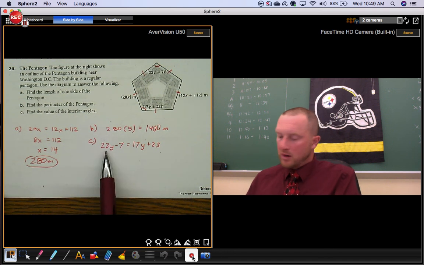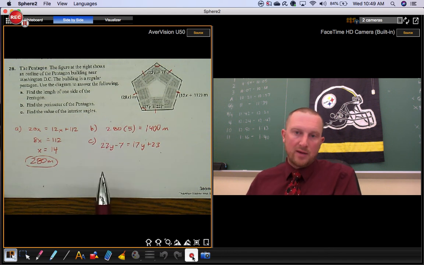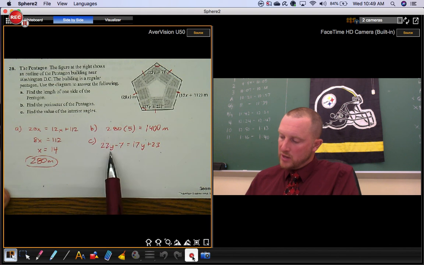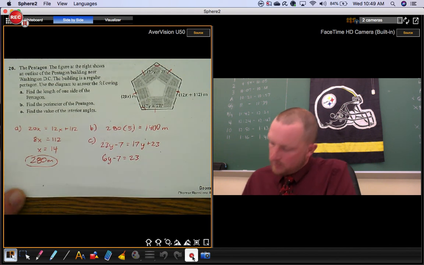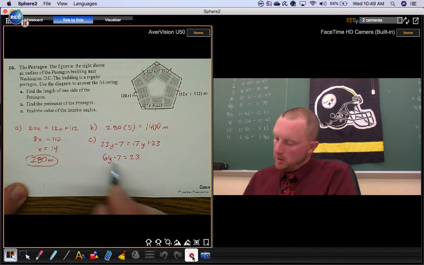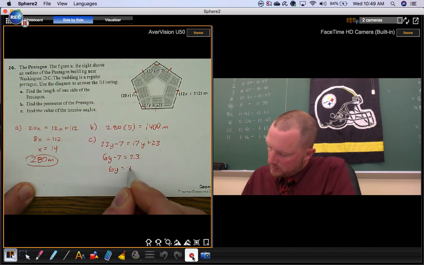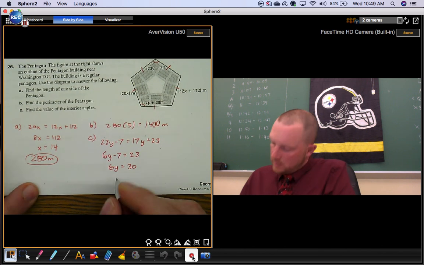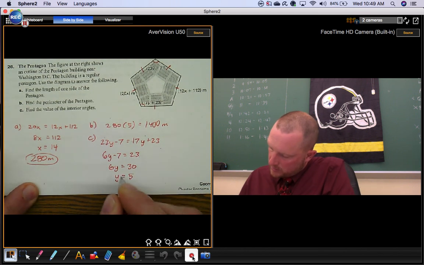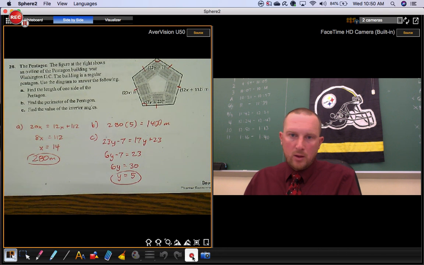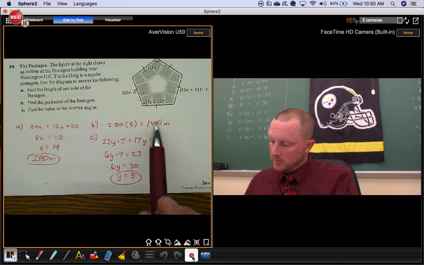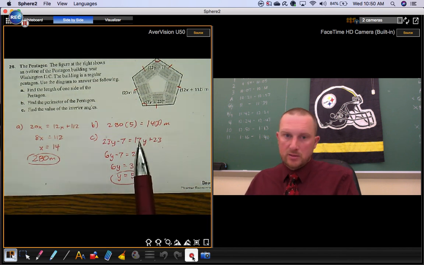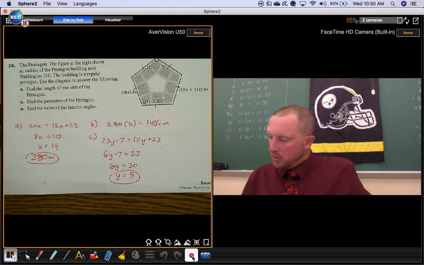I put the bigger coefficient of y on the left. So when I subtract 17y, I get this equation. Then I can add 7 to both sides. And then I can divide by 6. Y is 5. And I circled it. Is that the answer? Are each of these angles 5 degrees? They're not. Plug back in.